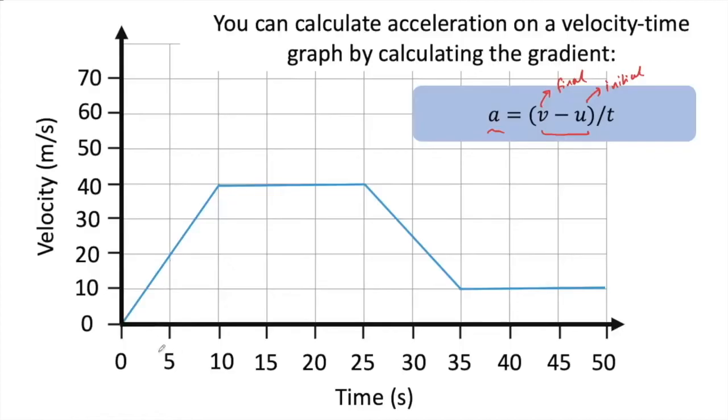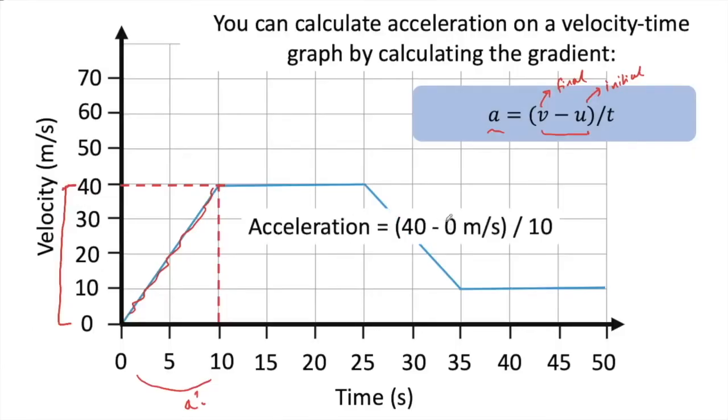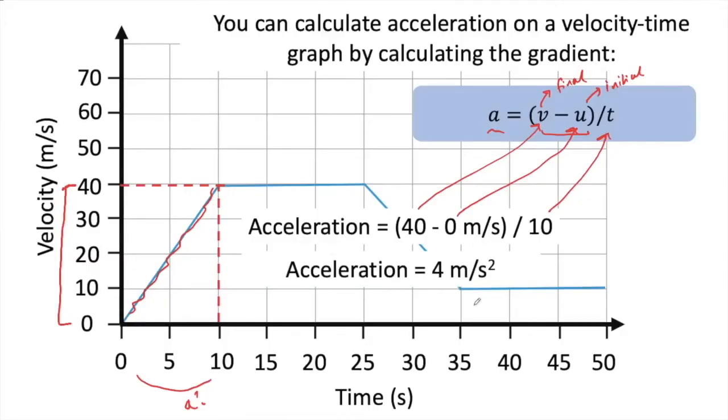So if, for example, we said what is the acceleration in the first 10 seconds, we would calculate the gradient of this line here. So we'd have a look and we'd see that we have a velocity change from 0 to 40 in that 10 seconds. So 40, take away 0, so that's your final minus your initial, divided by 10, which is your time, should give us the acceleration. So acceleration in this case would be 4 meters per second squared, and have a look at the units for acceleration there.